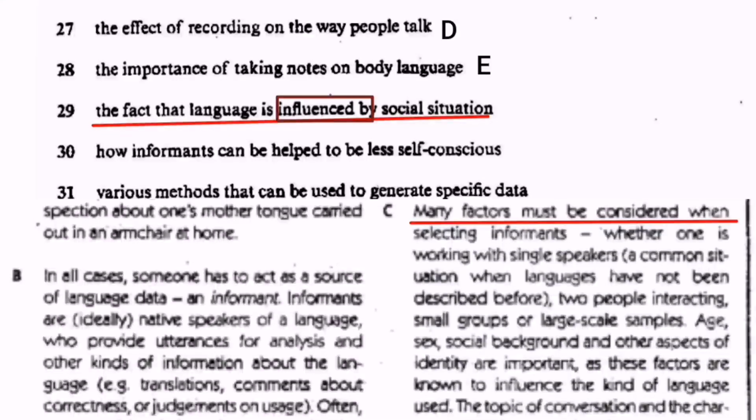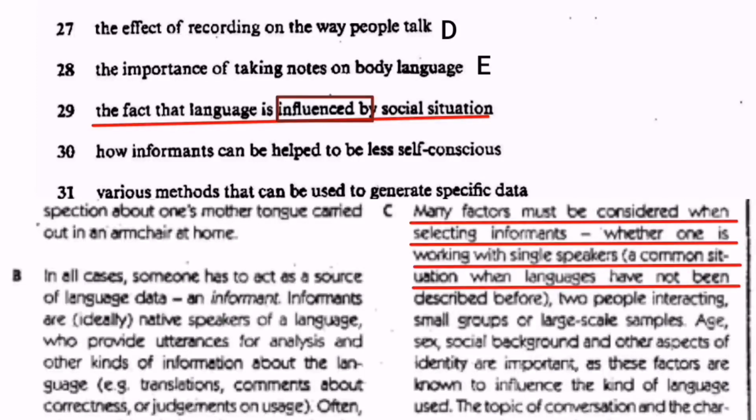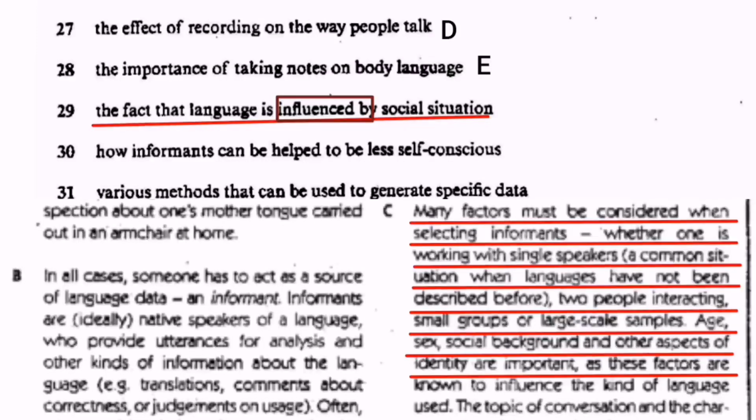Many factors must be considered when selecting the informants. Many factors is the keyword. Where one is working with single speakers, a common situation when languages have not been described before, two people interacting, small groups or large-scale samples, age, sex, social background, and other aspects of identity are important, as these factors are known to influence the kind of language used. Influence is the keyword which is also written in question number 29.